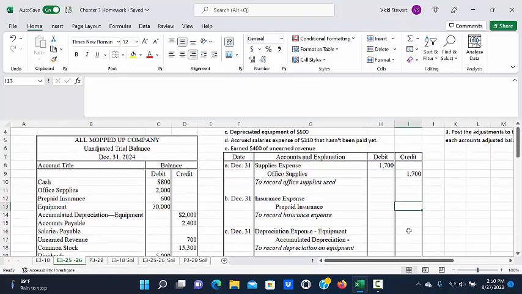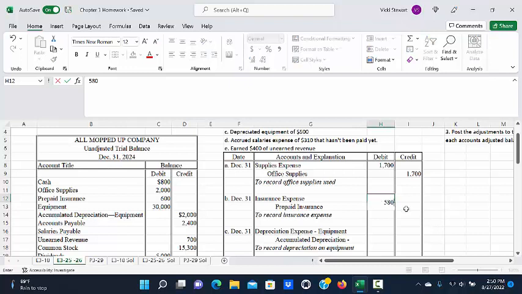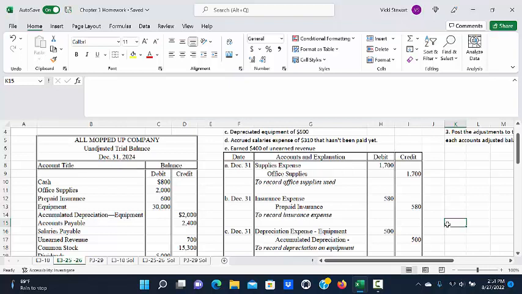The B part states that we used prepaid insurance of $580. So we bought the insurance, and now time has elapsed and we've used $580 worth, so we would debit insurance expense and credit the asset prepaid insurance. The C portion states that we depreciated equipment of $500. For that entry, we would debit depreciation expense equipment for $500, and we would credit accumulated depreciation equipment for the same amount.